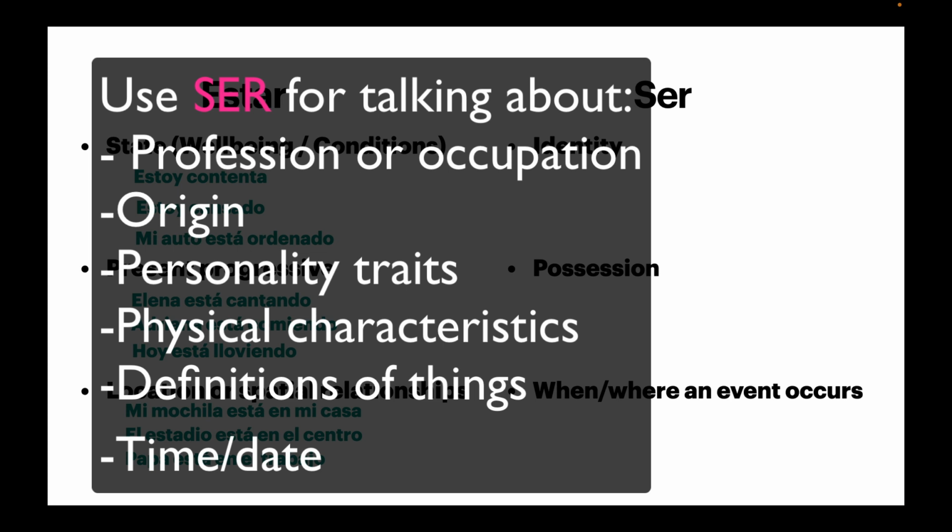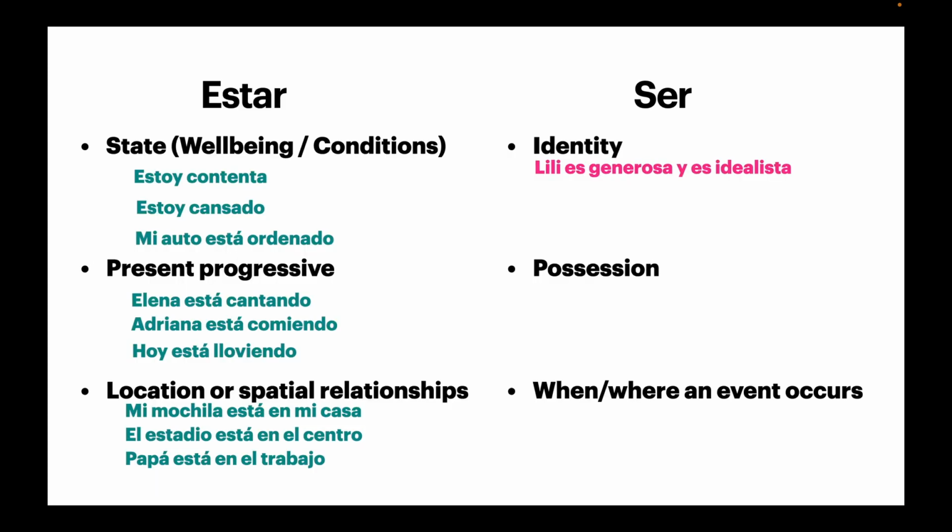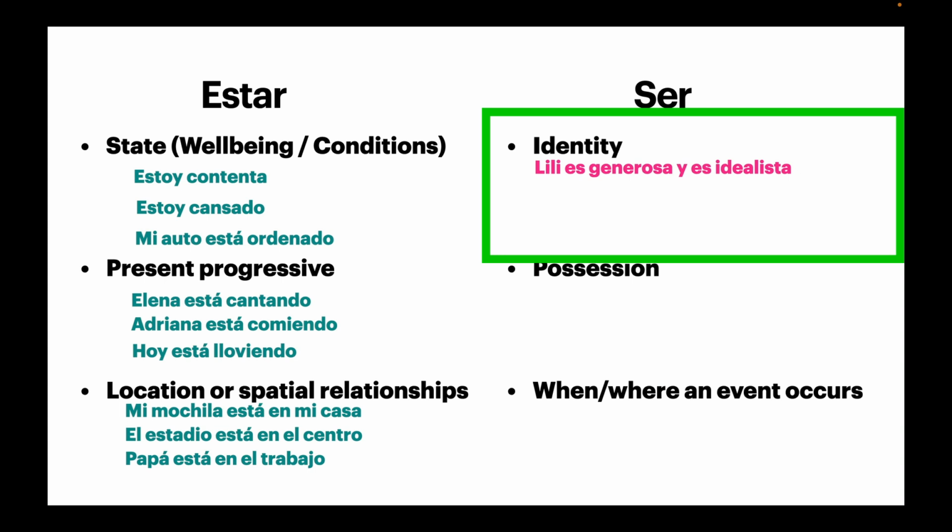Let me give you some examples. Ejemplo, Lily, the name of a girl. Lily es generosa y es idealista. These two are traits of her personality. Those traits are part of her being. They're not a state. She's not feeling generous today. She's not feeling idealist today. That's how she is.